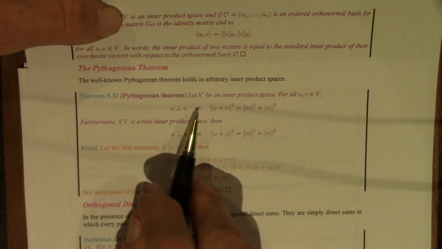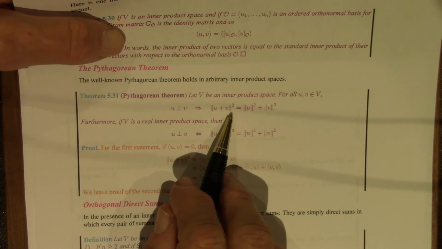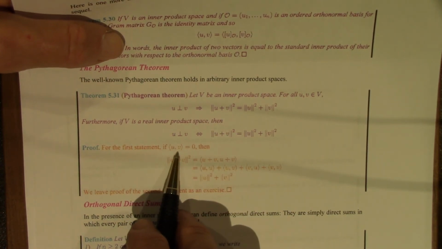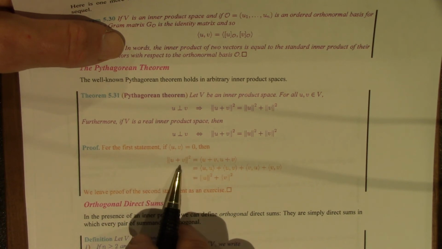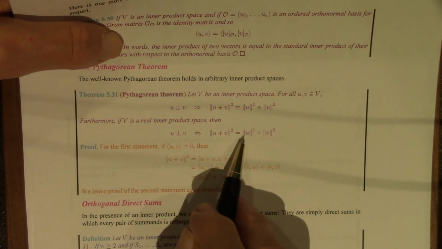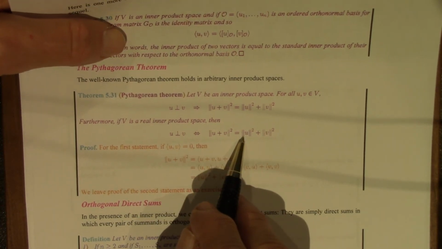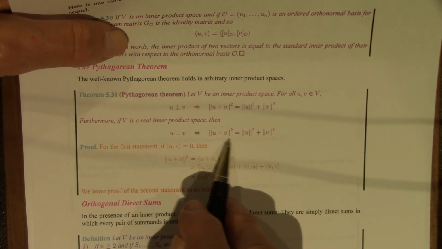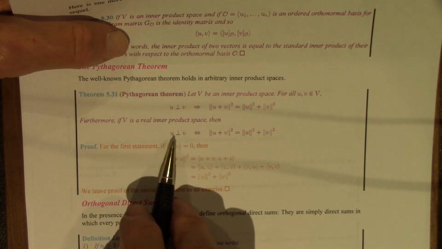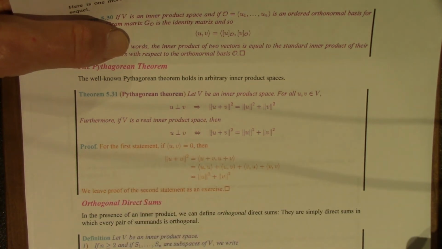For the proof of this implication, if the inner product of u and v is 0, then when we expand the squared norm of u plus v, we just get what we want. And I'm leaving it for you to show that for a real vector space, if this Pythagorean theorem holds, then the inner product of u and v must be 0.